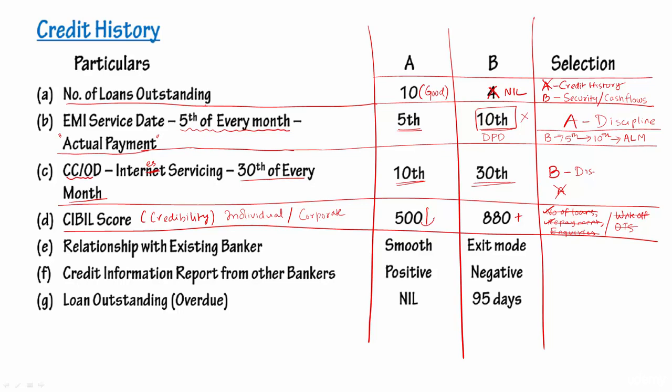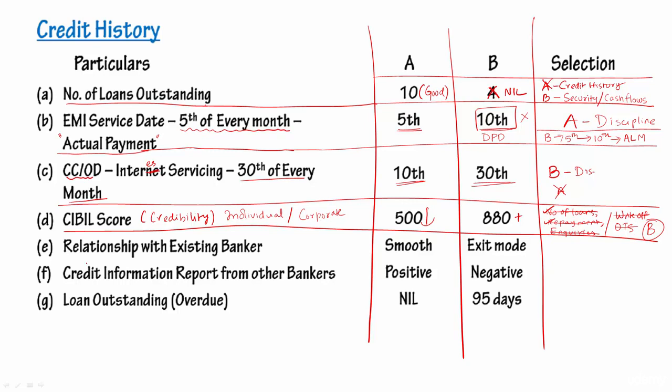So which customer will the banker prefer here? Is it 500 or 880? Obviously the banker will be preferring customer B because he has a good credit score. It means he is maintaining his credibility in banking overall.